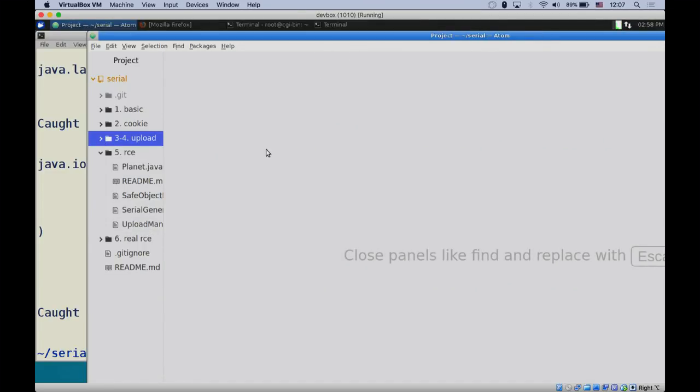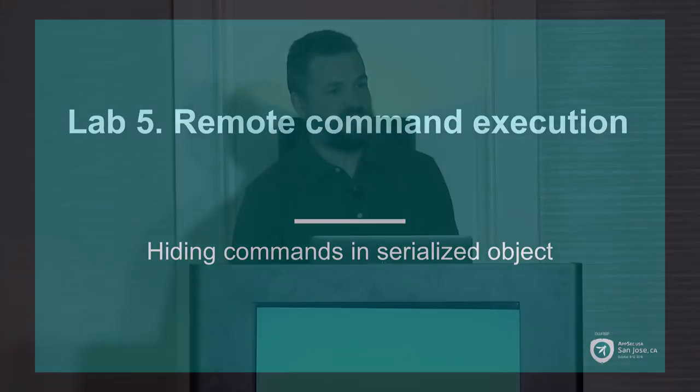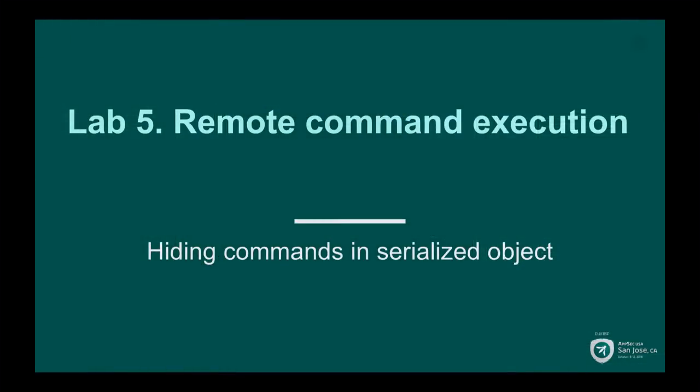All right. Okay. Denial of service is a pretty good, cool thing, and sometimes the attacker's goal is just to cause denial of service. But a lot of times they also want to do something else. I think the ultimate goal pretty much every time is to own your server, and one of the ways to own your server is to run commands on it, so basically remote command execution. Let's see if we can hide some commands in a serialized object.